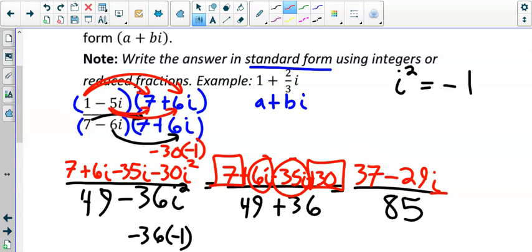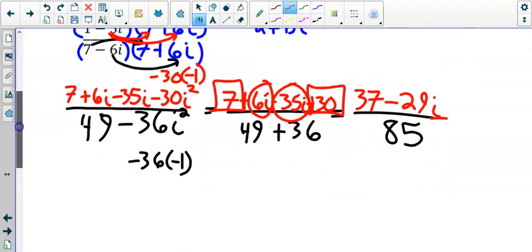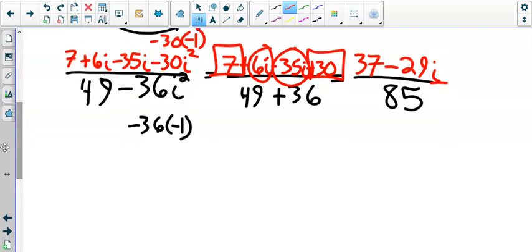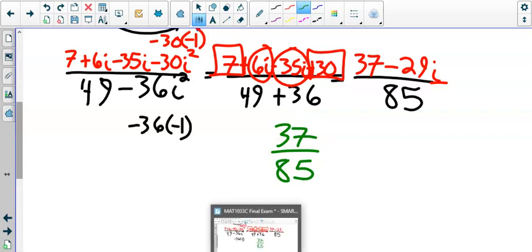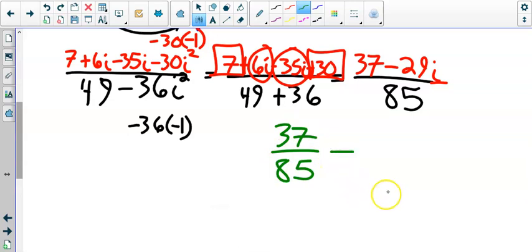Now to get the answer, you need to separate them into their two fractions and do any reducing that's possible. No plus or minus, there's only a minus this time. So we separated into two answers, which is 37 over 85 minus 29 over 85i. That's what they call standard form, because this represents A, the 37 over 85, and this represents the B, 29 over 85. Answer.